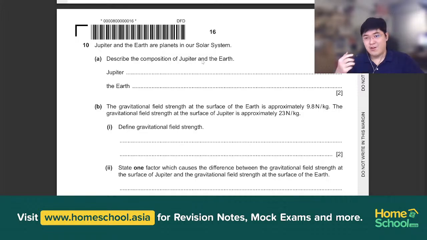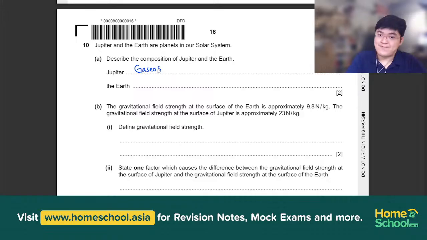And from your textbooks and from the videos that you have learned, you do know that Jupiter is a gas giant and the Earth is a rocky planet. So, simply put, Jupiter is made up of gas, and so Jupiter is gaseous. That was a horrible spelling. Gaseous, while the Earth is rocky.